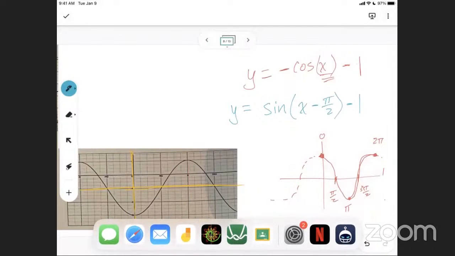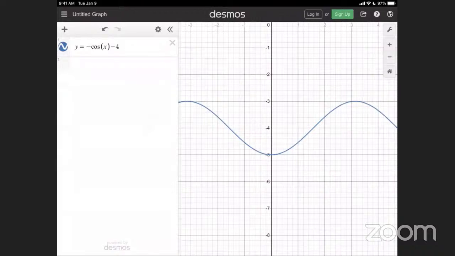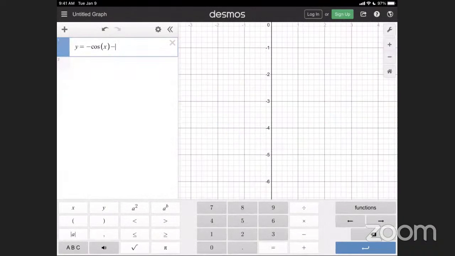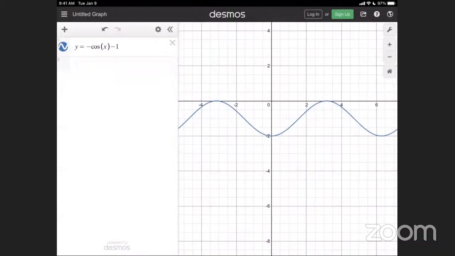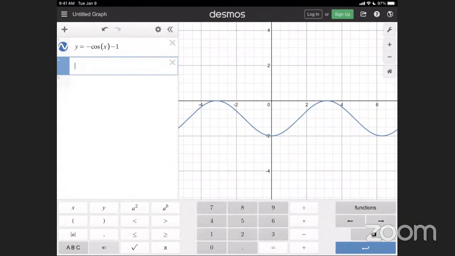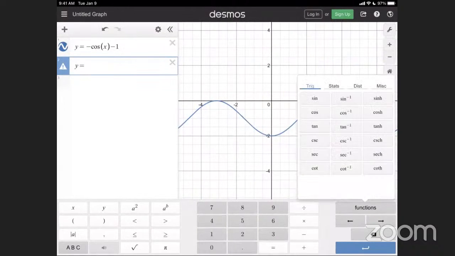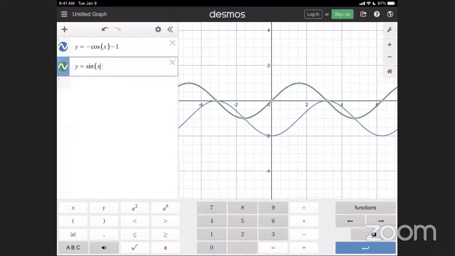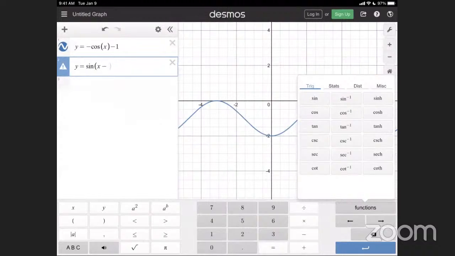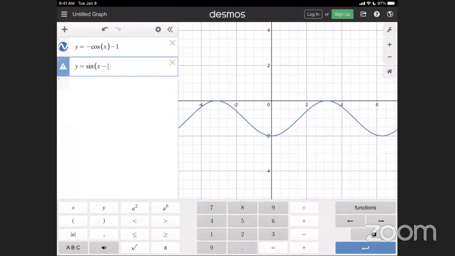So if I do this correctly and make it minus 1, there's my graph. And then if I do another one and call it y equals just positive sine of x, shifting it right pi over 2, minus pi over 2. Where can I find pi? Yeah, minus pi over 2. Where's pi in this?